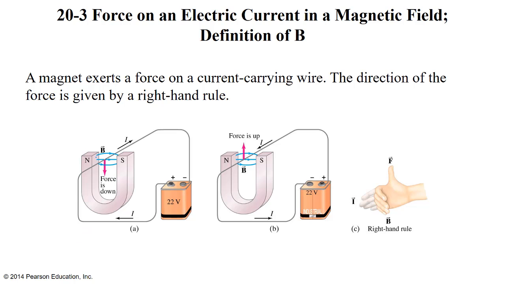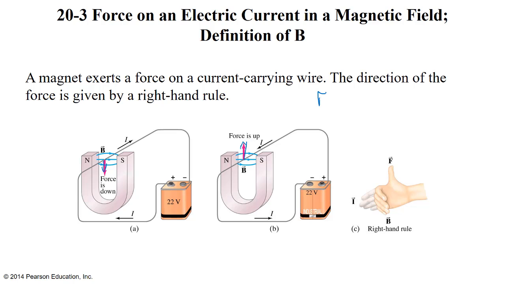So this is a horseshoe magnet, and it shows us our north pole, and then we bend it around to the south pole. So there are magnetic field lines coming this way. And what happens if we put current through this wire is this wire actually gets pulled down across that field. And this way, if we reverse the current, then we get a force up. And so there is a force on a current carrying wire when it's perpendicular to a magnetic field.